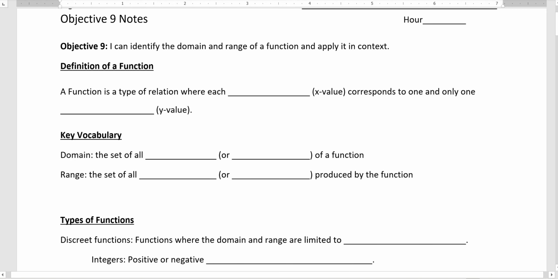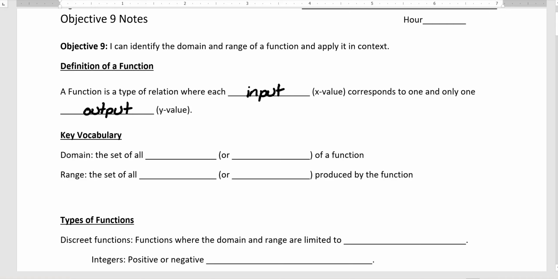So let's review real quick the definition of a function. A function is a type of relation where each input, or x value, corresponds to one and only one output, or y value. So remember, each input can only give me one output. That's what defines a function.